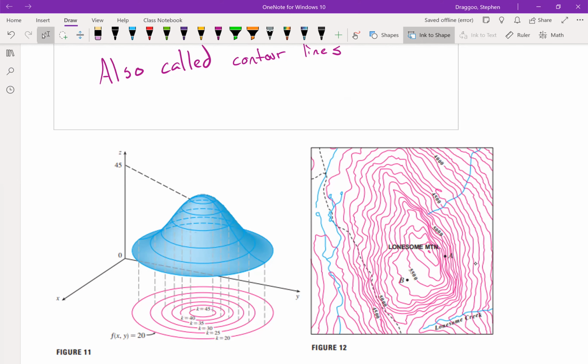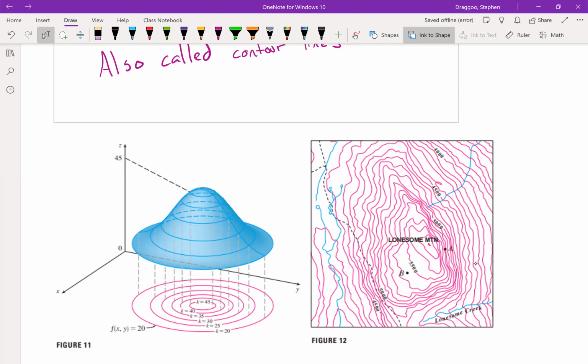So if we look at figure 11, where we're projecting the rings on this sombrero-shaped object, projecting those rings down into the XY plane, we get all of the points on the graph where the graph comes up to some specific height. If we look at the outermost circle down in the XY plane where it's equal to 20, that circle shows all of the XY pairs that correspond to a height of 20.